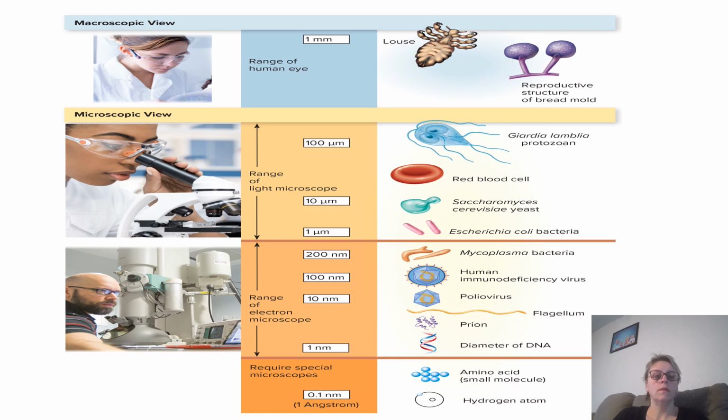And here is a view of the macroscopic range, 1 millimeter, the range of the human eye. It shows the louse and the reproductive structure of bread mold, all the way down from the microscopic view to 0.1 nanometers, which is a hydrogen atom or amino acid, a small molecule. That's a good example.